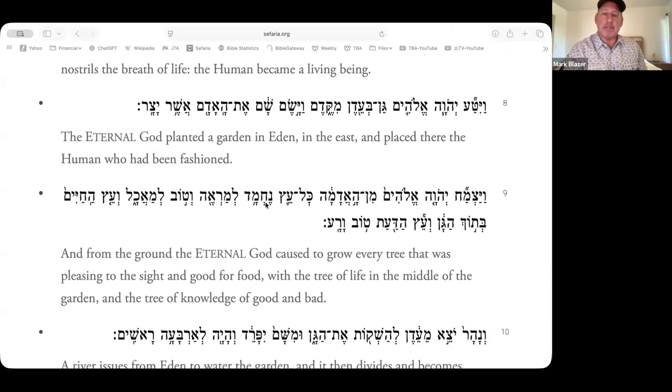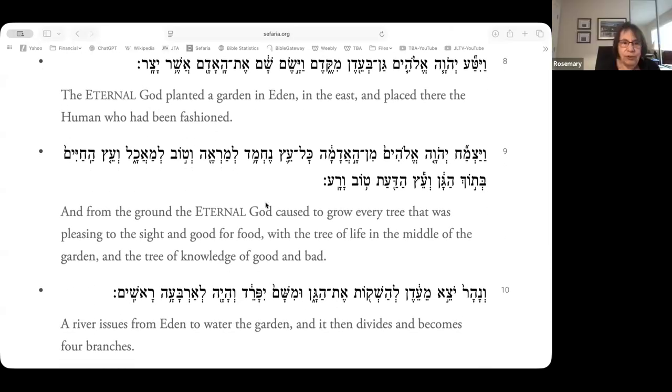All right, and then what happens to us? The eternal God planted a garden in Eden in the east and placed there the human who had been fashioned. And from the ground, the eternal God caused to grow every tree that was pleasing to the sight and good for food, with the tree of life in the middle of the garden and the tree of knowledge of good and bad. A river issues from Eden to water the garden, and then it divides and becomes 4 branches.